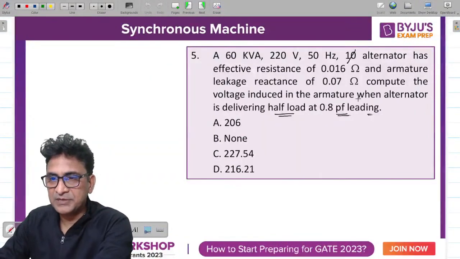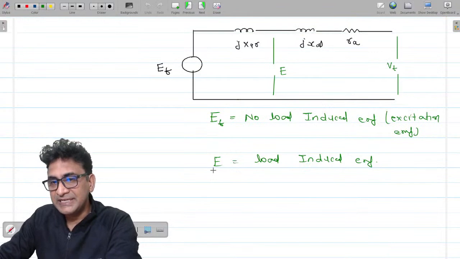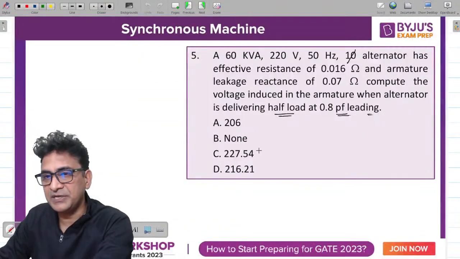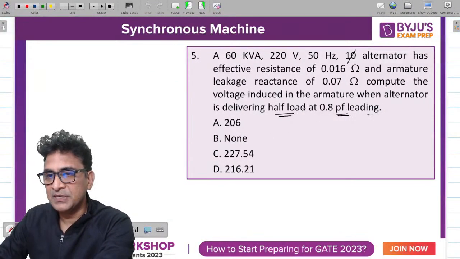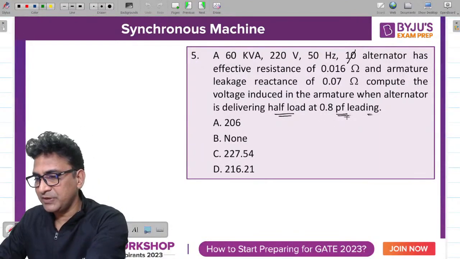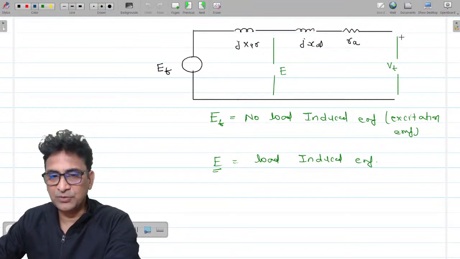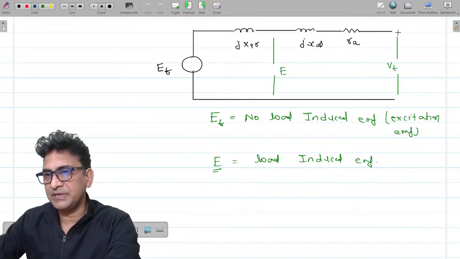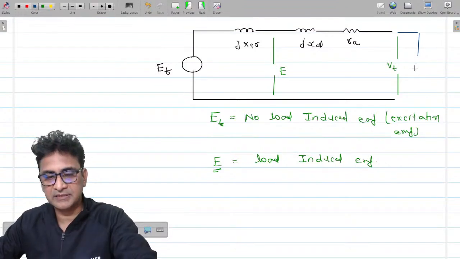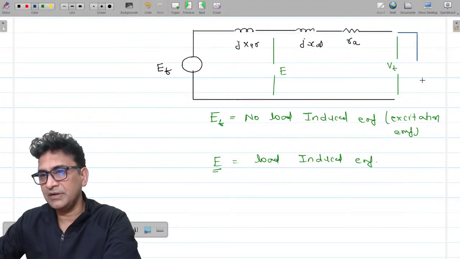So here you have to find out the induced EMF. That means you have to find out E. It is not the excitation EMF that you have to find out. You have to find out the induced EMF. So half load is connected at 0.8 power factor. So here I connect a load at 0.8 power factor. So one load is connected here. The load is always connected at the terminal of the alternator.